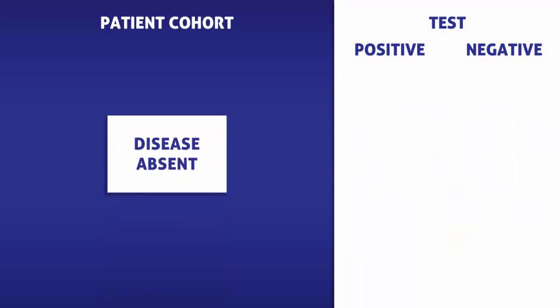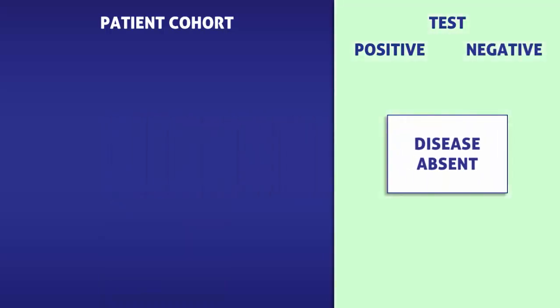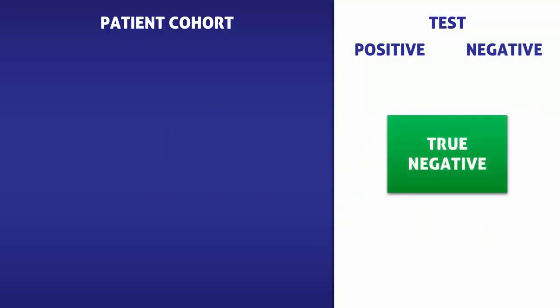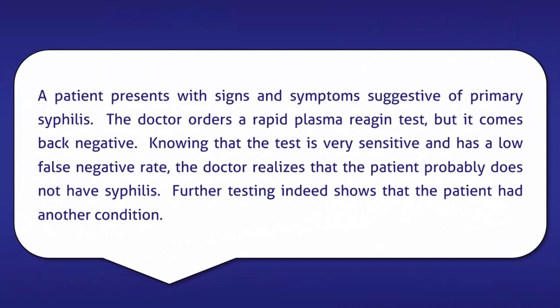When a test is very sensitive, a negative test result means that the presence of the condition is very unlikely and therefore can be confidently ruled out. A patient presents with signs and symptoms suggestive of primary syphilis. The doctor orders a rapid plasma reagent test, but it comes back negative. Knowing that the test is very sensitive and has a low false negative rate, the doctor realizes that the patient probably does not have syphilis.